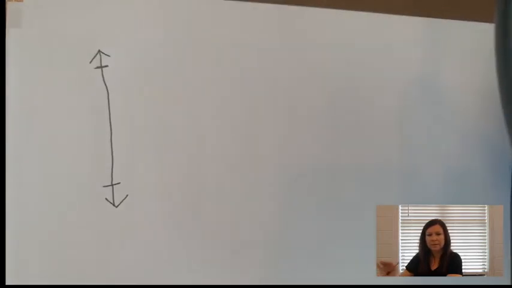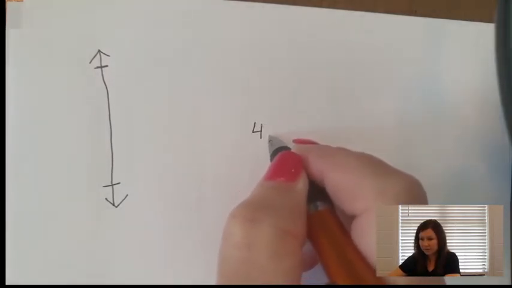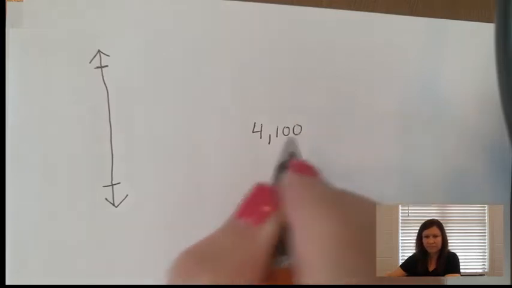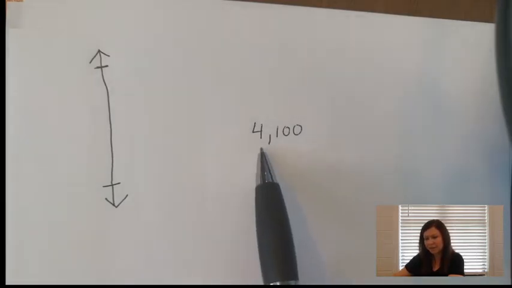Okay, now we're going to round 4,100 to the nearest thousand. So let's write that number over here to the side for just a minute in standard form. 4,100 is a number we're going to be using and rounding to the nearest thousands. So if we're looking at this particular number, how many thousands are in this number? That's correct. There are 4 thousands.